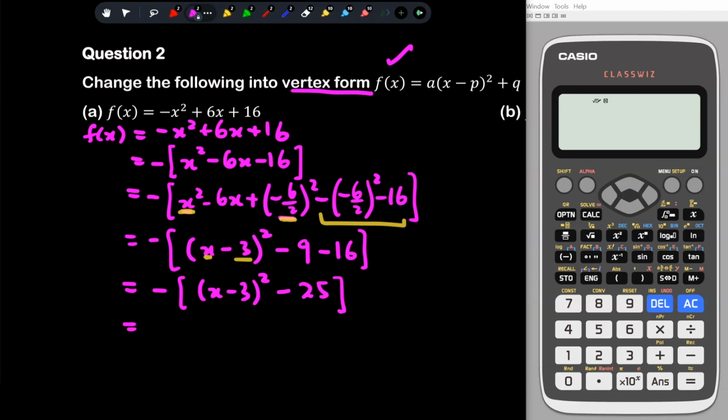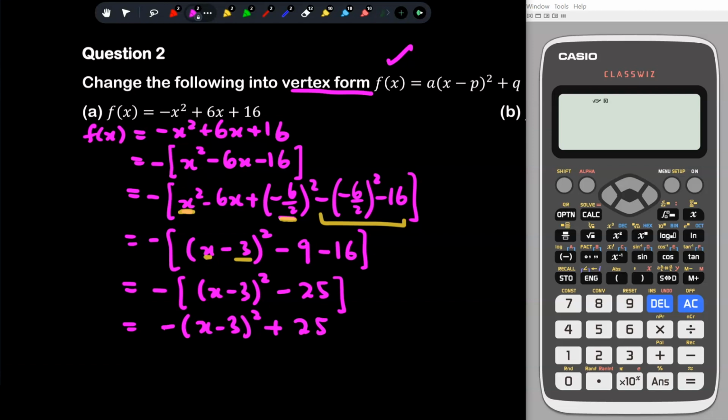Okay, so we don't want the square bracket. So how to get rid of the square bracket? We just multiply the negative outside, which is negative 1, times inside the square bracket. So negative times with the round bracket, we just put them together. And then negative becomes positive 25. And this is the vertex form.